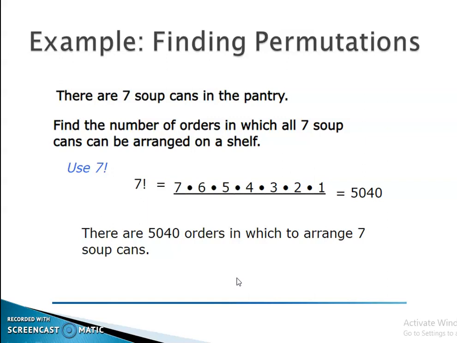Another example of finding permutations. There are 7 soup cans in the pantry. Find the number of orders in which all 7 soup cans can be arranged on a shelf. We are taking all 7 cans for arrangement, so we use 7 factorial, which is the product of our first 7 natural numbers, and is equal to 5040. So there are 5040 orders in which we can arrange 7 soup cans.